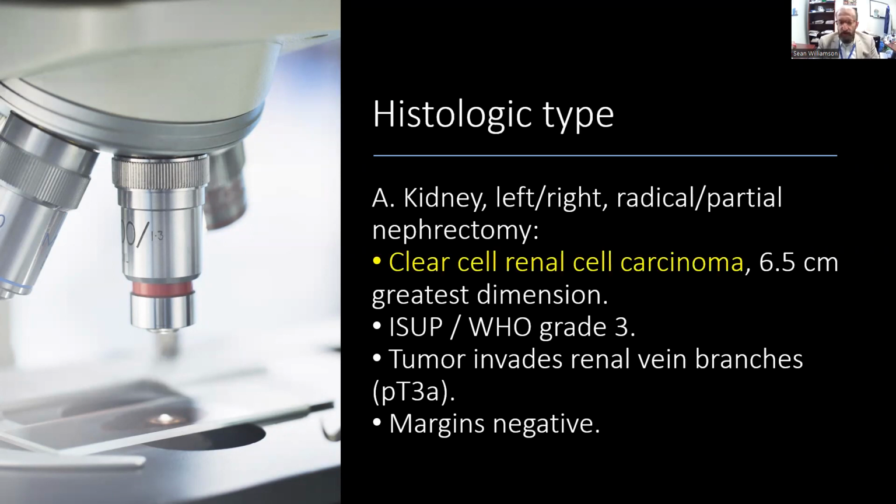First, highlighted in yellow, it says clear cell renal cell carcinoma. This refers to the histologic type of the tumor. I'll talk a little bit about the histologic types in the next couple of slides. We could probably spend a whole lecture just on histologic types of renal cell carcinoma, but I thought I would briefly touch upon these.